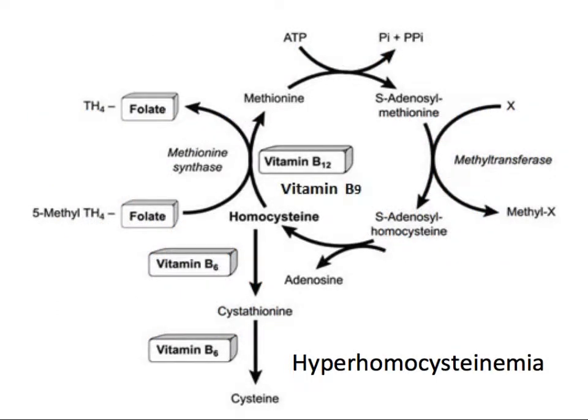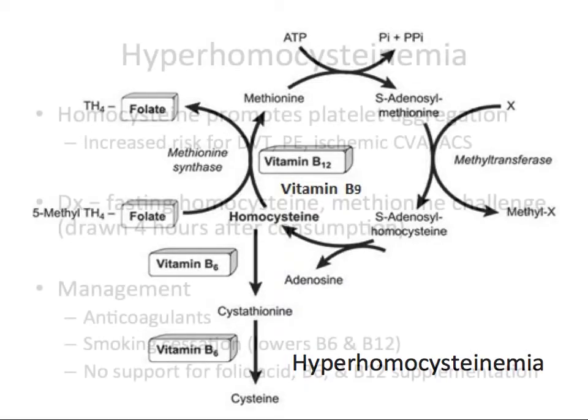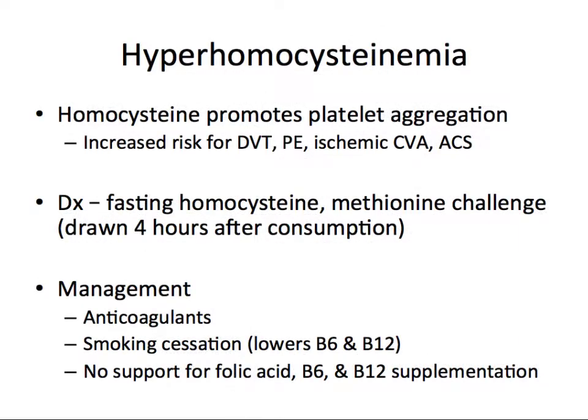Hyperhomocysteinemia is a condition resulting from abnormal vitamin B12 and folate metabolism. The image here reveals the relationship between these vitamins and homocysteine. Homocysteine is normally converted to the protein cysteine under the influence of vitamin B6. Homocysteine promotes platelet aggregation, resulting in an increased risk for DVT, pulmonary embolism, ischemic cerebrovascular accident, and acute coronary syndrome.